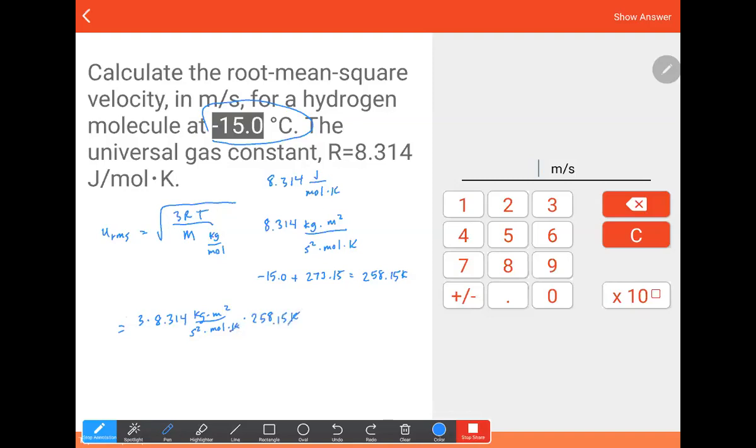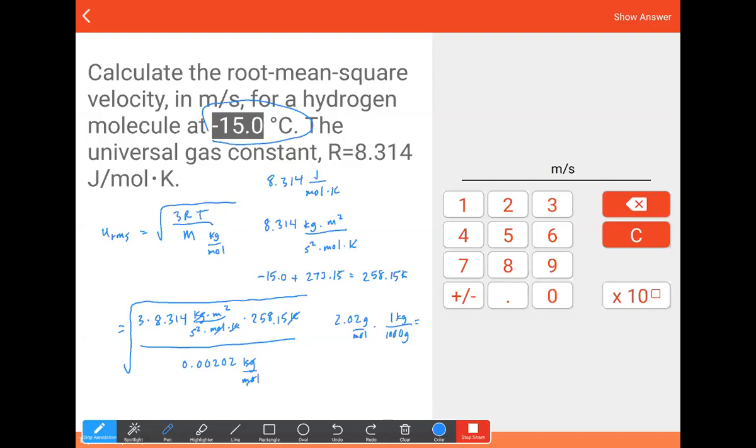Now we're going to start: 3 times 8.314 kilograms meters squared over second squared mole Kelvin, times 258.15. So those Kelvins will cancel. And that's all over 2.02 grams per mole. There are 1,000 grams per kilogram, so if we divide that by 1,000, we get 0.00202. Then we'll take the square root of all that. Let's look at units. Kilograms cancel, moles cancel, Kelvin cancel. So we're left with meters squared over second squared. That's why we have to do the square root, and so do the math inside first.